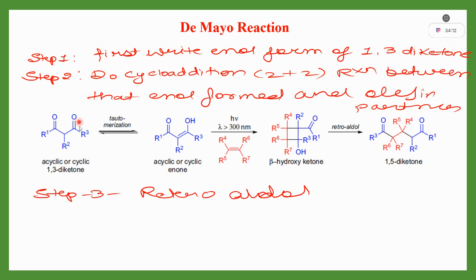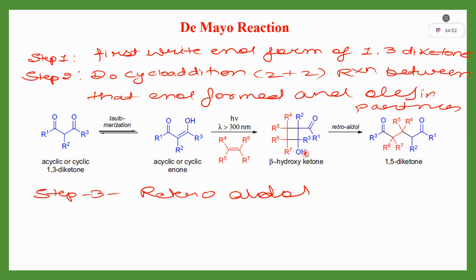This is your starting material, that is your 1,3-diketone. First, it can undergo tautomerism, resulting in the formation of this cyclic enone, right? Now, photochemical conditions are given to you. Under photochemical conditions, it will undergo 2+2 cycloaddition, resulting in the formation of this cyclobutanol. Yes or no? Now, you should know that in aldol, your final product is a beta-hydroxy ketone. Here also one beta-hydroxy ketone.